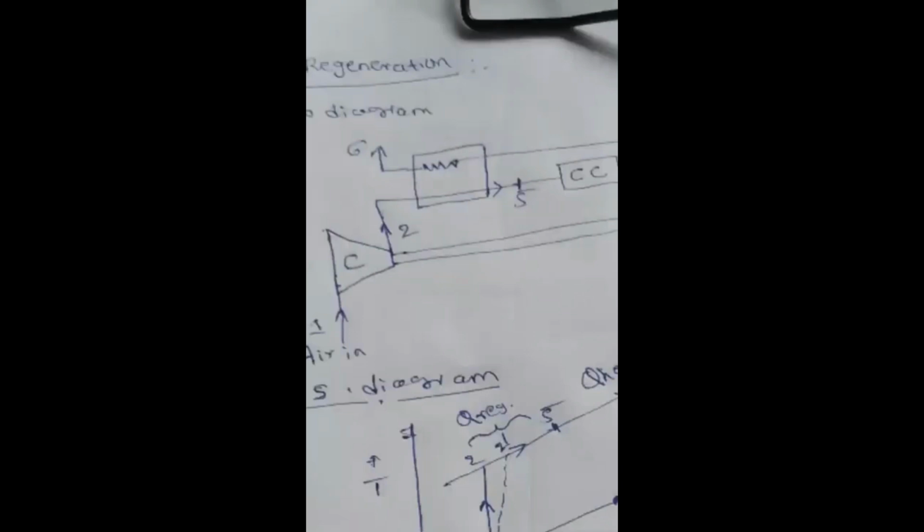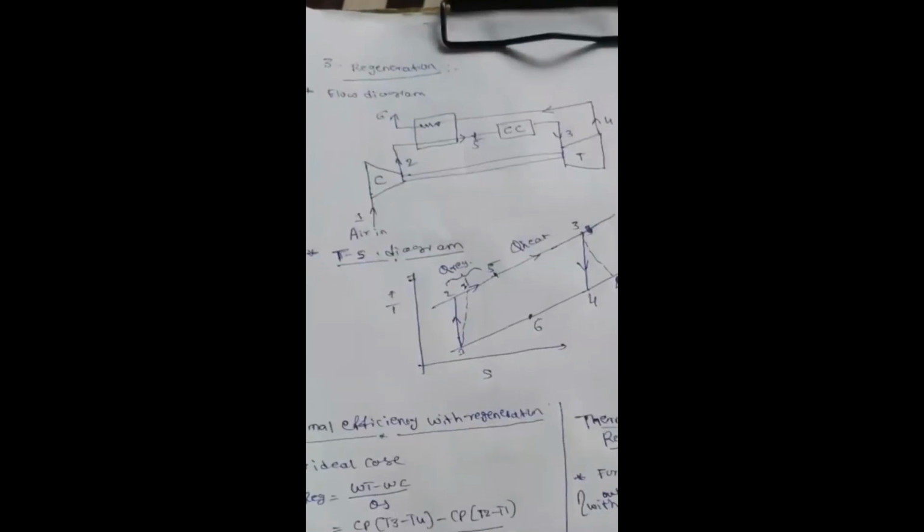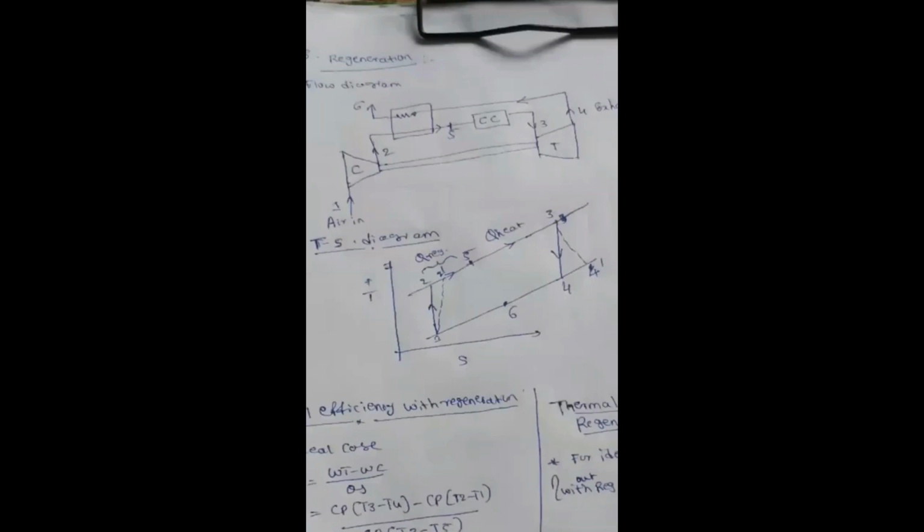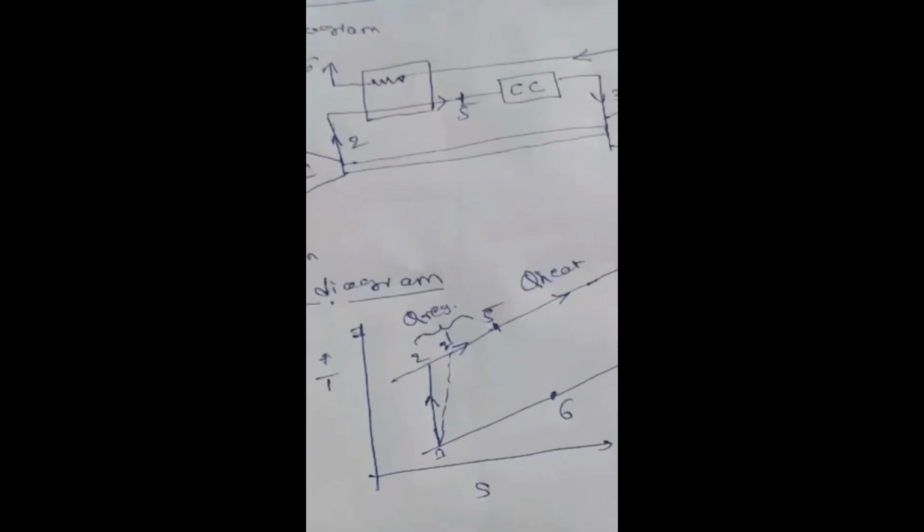That means it recovers the exhaust heat from the turbine exhaust, and from 2 to 5 you are supplying heat by the regeneration. This method is called regeneration. Later you pass it to the combustion chamber.